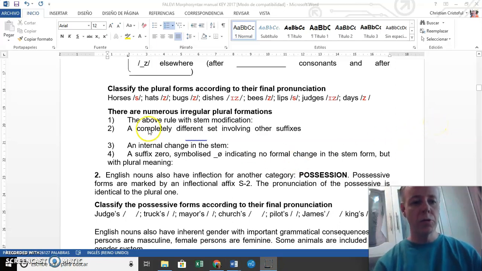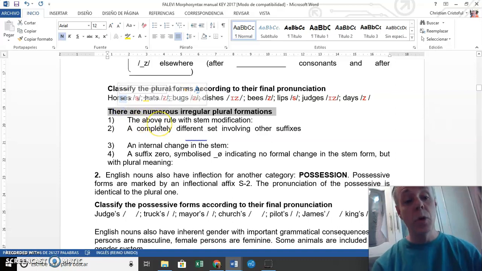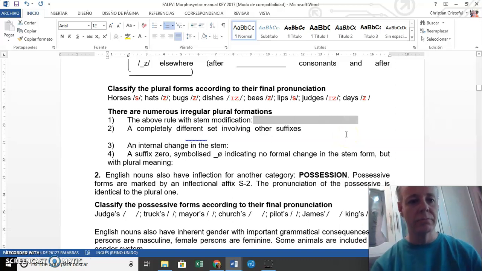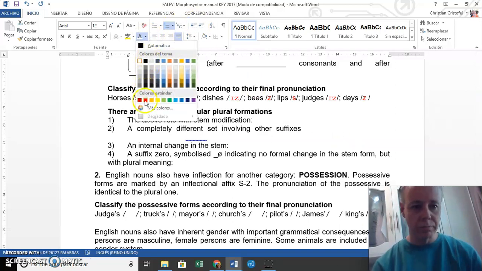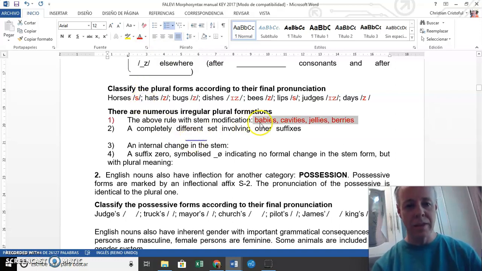Very good. Now we're going to cover irregular plural formations, because not everything is plural just by adding an S to the noun. Okay? We're going to see first the ones that suffer a modification in the stem. Examples of these words are, let me show you here, baby, whose stem finishes in a Y, but you need to change it for an I, and that is the modification in the stem.